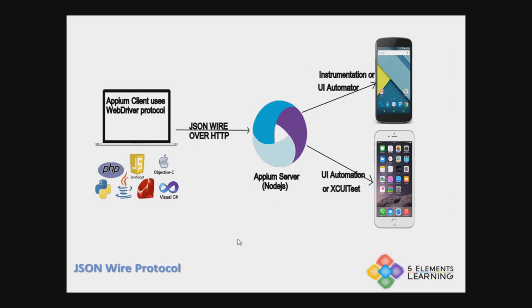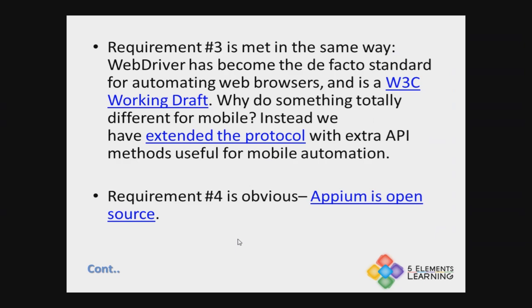So how is the JSON wire protocol used? You have your clients created using the WebDriver protocol in multiple languages like Java, C Sharp, Ruby, and it sends the HTTP request to the Appium server. The Appium server, on receiving the request, depending upon for which operating system or device you have sent the request, passes it on to either UI Automator or XCUITest based upon the OS.